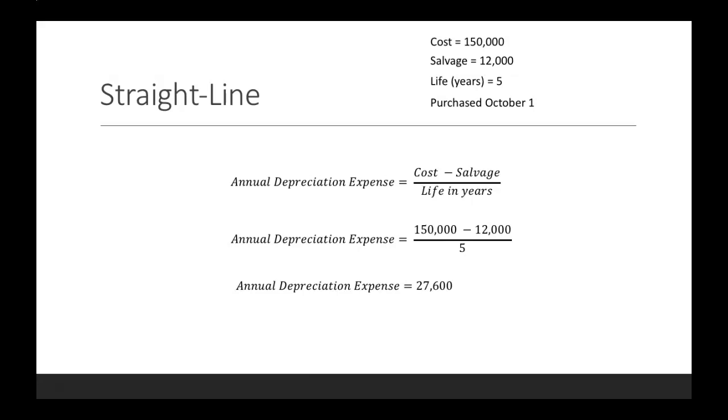But we aren't done here. We purchased this October 1st. So we didn't have it for all of 2019. So we need to multiply our annual depreciation expense, the amount of depreciation for the entire year, by 3 over 12, because we had it for 3 months. We had it for October, November, and December. So 2019's depreciation under the straight line method is $6,900.